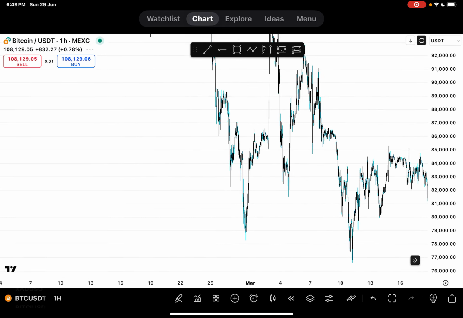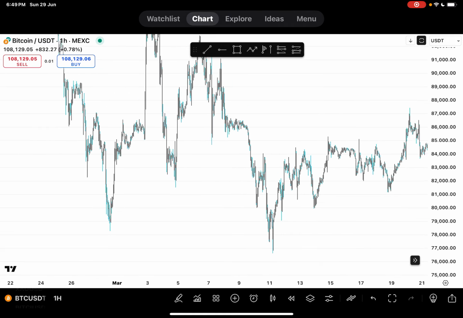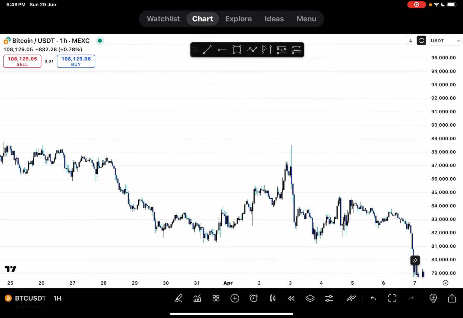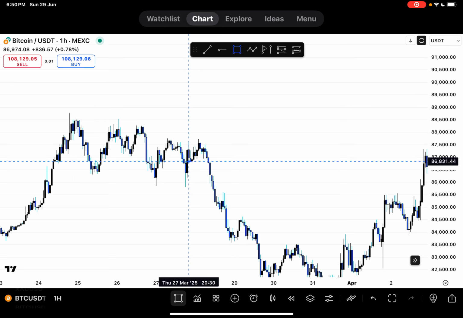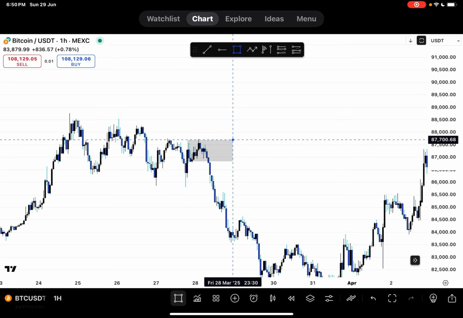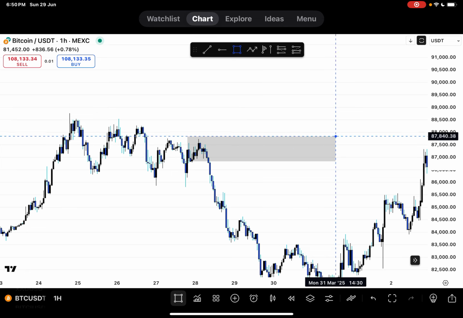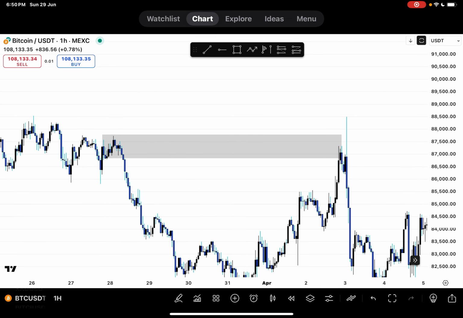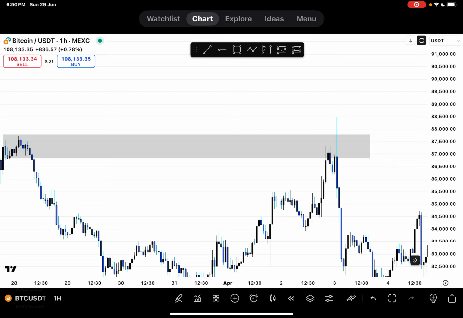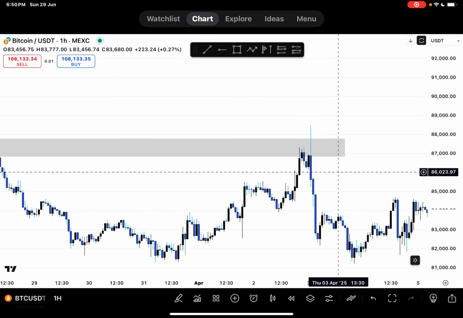So let me show you a quick example. Now, for an example, maybe you'll mark this particular zone as your supply zone or your resistance, right? Whatever you want to call it, order block, bearish order block, whatever you want to call it. Now you want to wait for the price to come to this particular level, and then you have to see the thing.